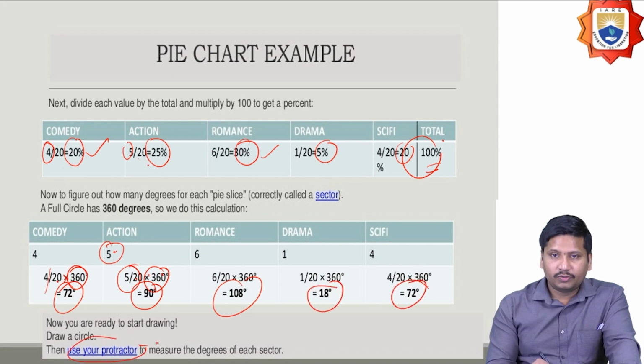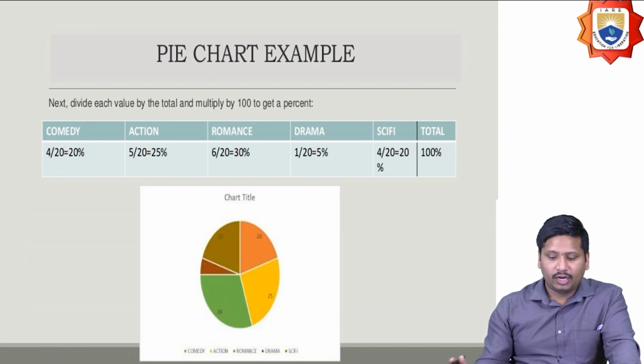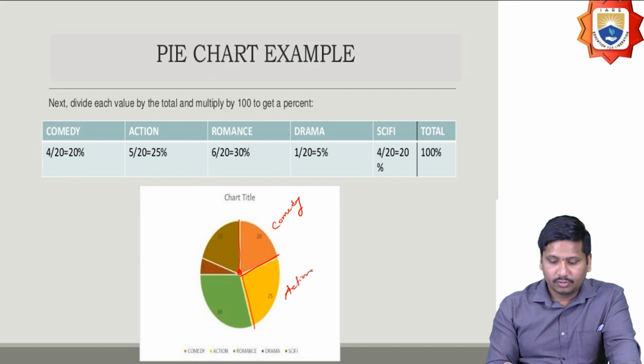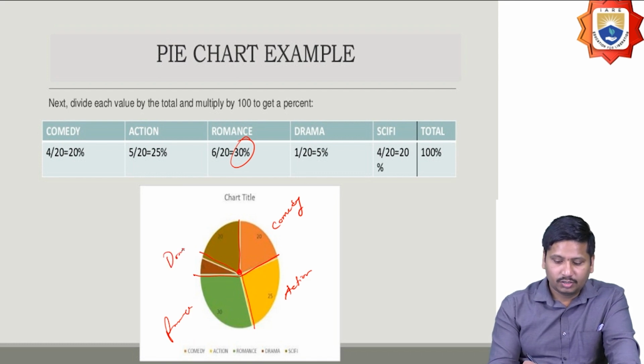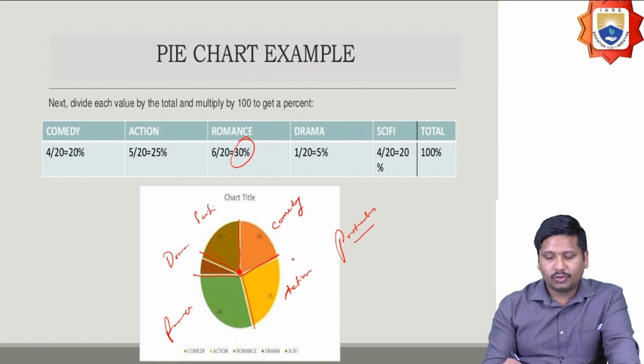By making use of this protractor, we can construct the angles of the pie chart for this diagram. So finally we can get this one. First, with the protractor I make an angle of 72 degrees. This should be the 20% that represents comedy. And then when it's 25%, there should be action. And the remaining 30%, what I have should be this romance. And drama will be 5%. And sci-fi movies will be 20%. So by making use of this protractor, I can construct this.